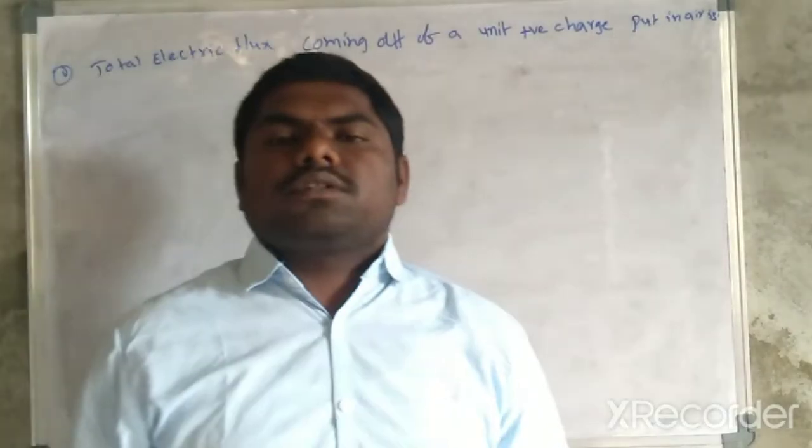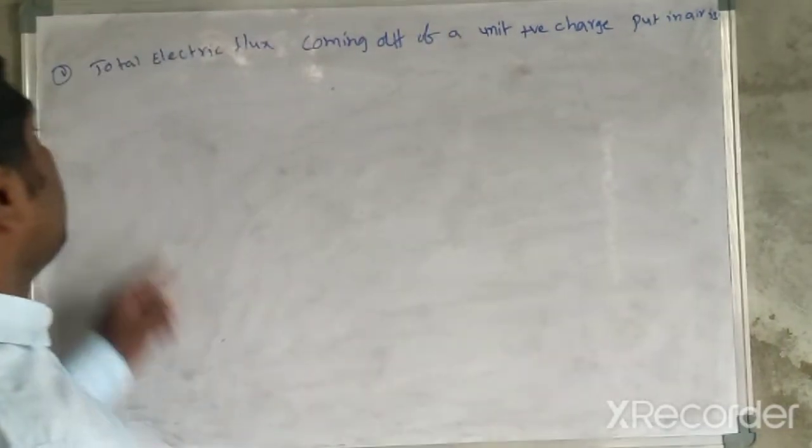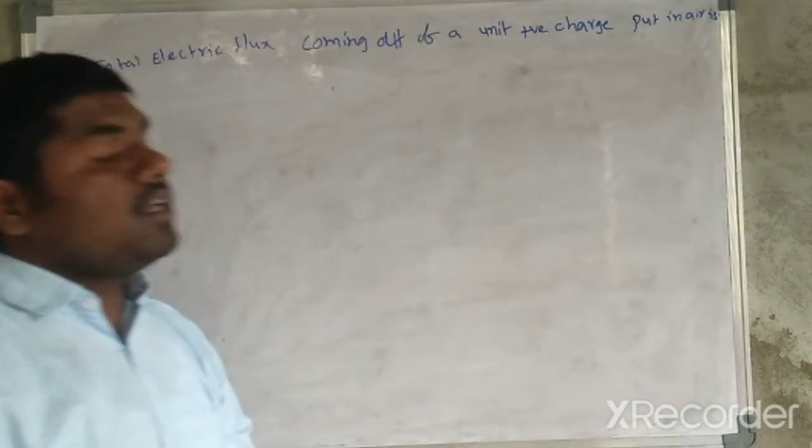Today we are going to discuss electric flux and Gauss law problems. First problem: find the total electric flux coming out of a unit positive charge put in air.